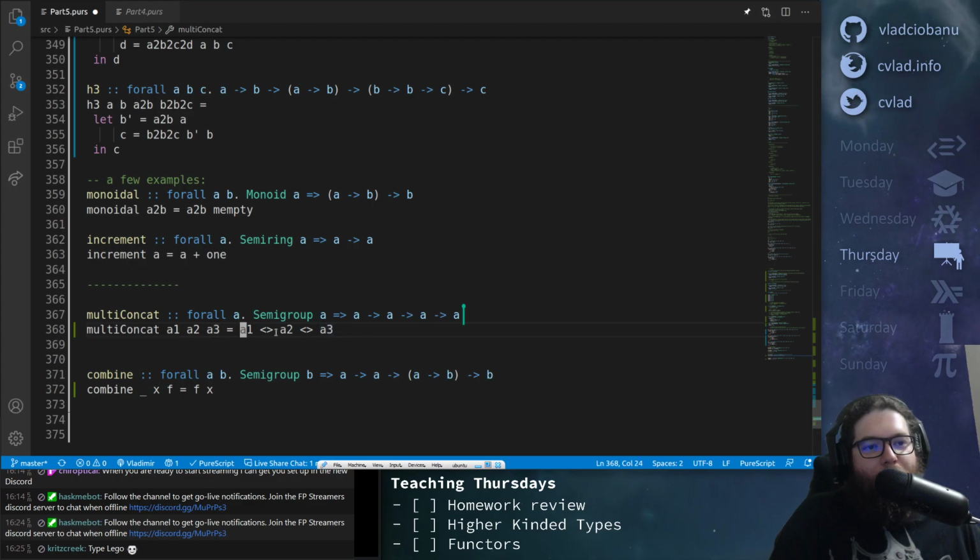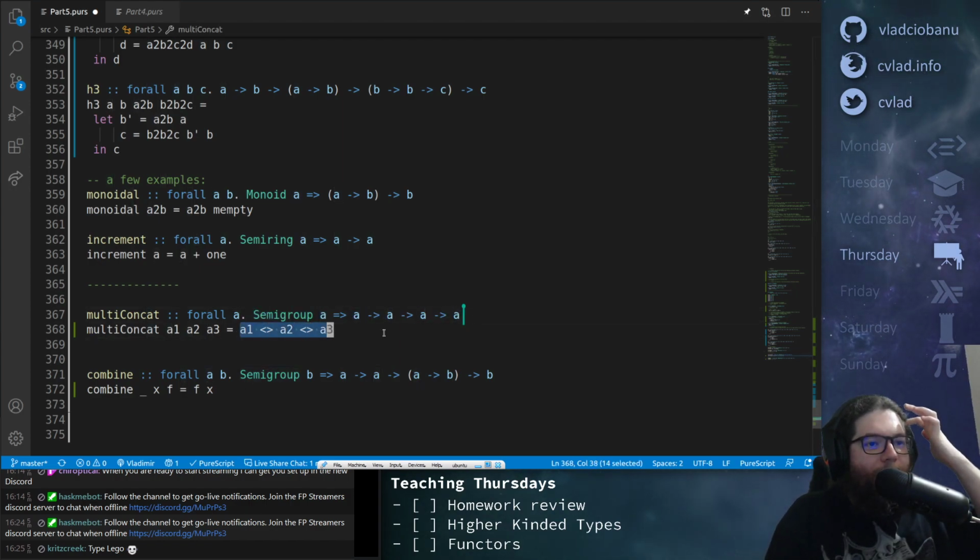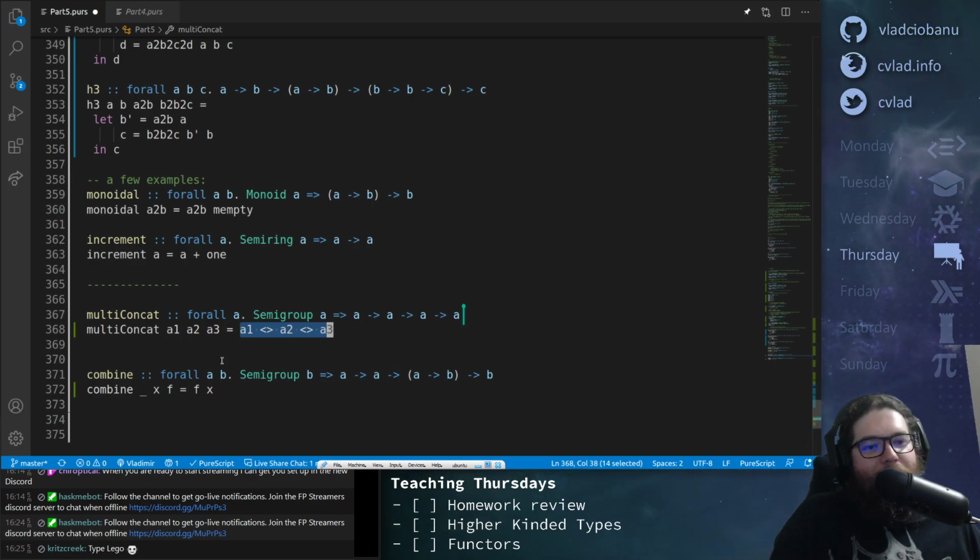And that's what I'm hoping for you to be able to do at some point: just by looking at the type definition, you have at least a broad idea of what it does without looking at the implementation.